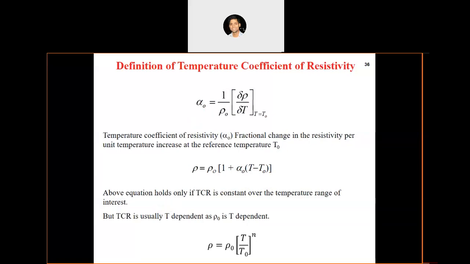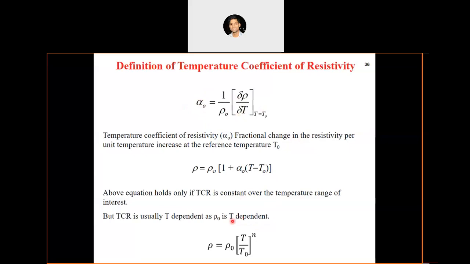As I said, this equation will hold true only if TCR, which is temperature coefficient of resistivity, is constant over the temperature range. Because if it is not constant, then we will not be able to integrate simply, right? If there is a temperature dependence of this, then we will have to take that into account before we integrate with respect to the temperature, right?